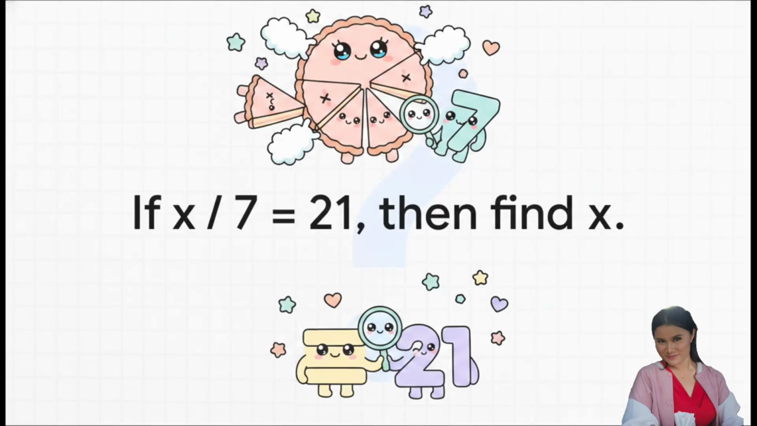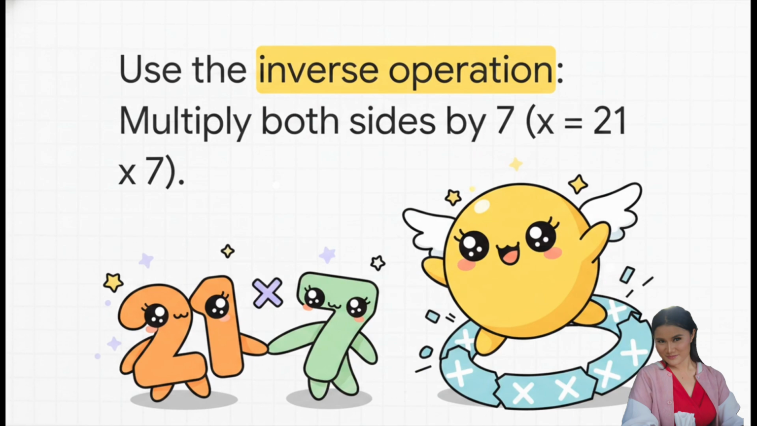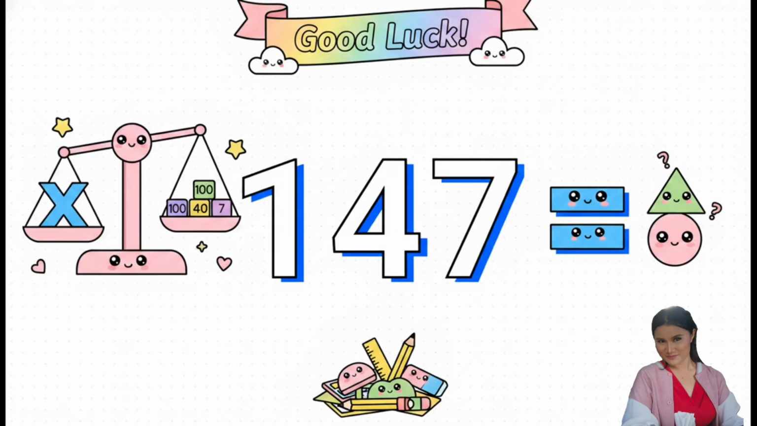All right, for our final review question today, let's look at a division problem where things are fractioned out. If x divided by 7 equals 21, then find x. Here, our variable x has basically been sliced into 7 pieces. To build x back up to a whole, we need to do the exact opposite of division. We use the inverse operation, which is multiplication. If we multiply the left side by 7, those 7s cancel out, and x is completely free. But, of course, we've got to multiply the right side of our scale by 7 as well, so we end up with 21 times 7. And doing that quick math, we get 147.